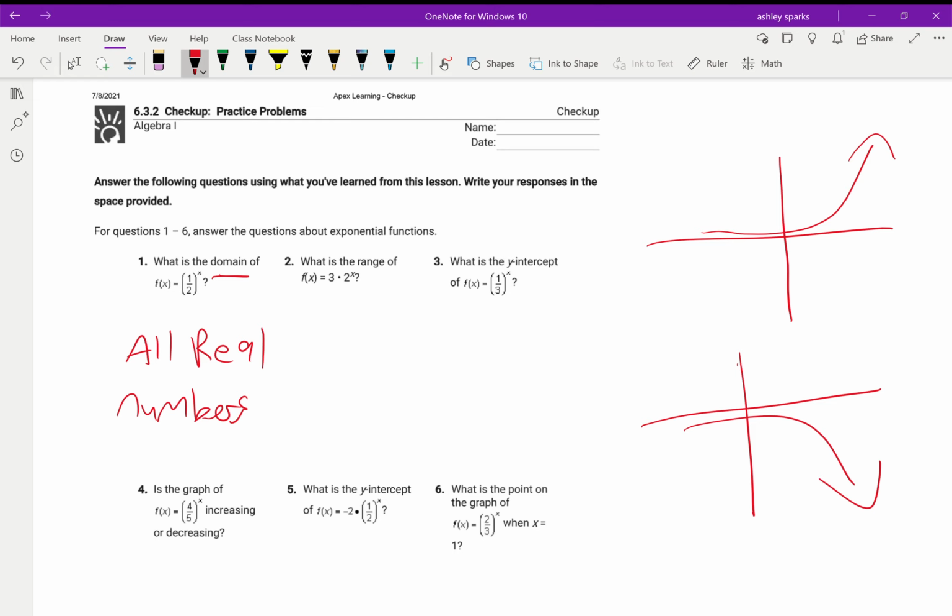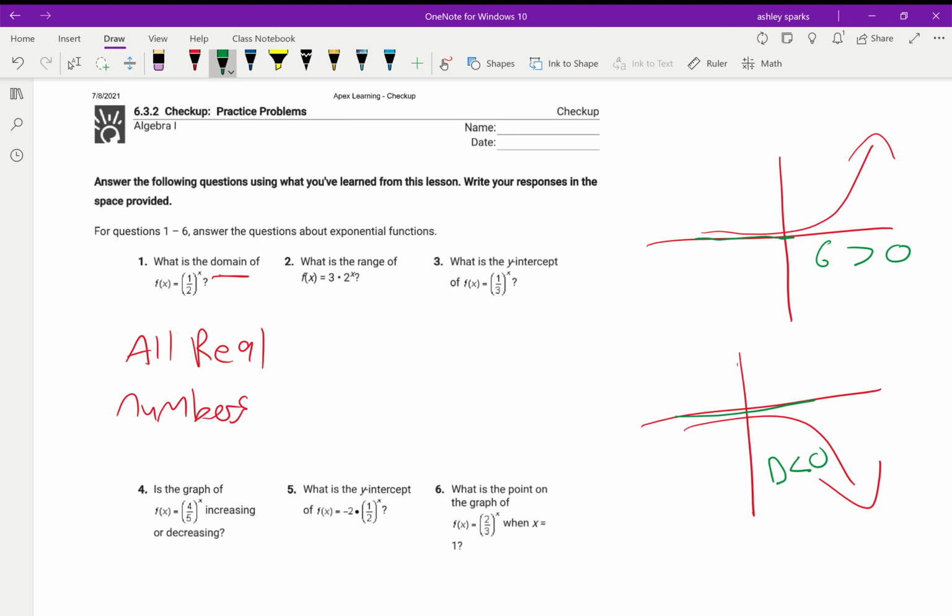The range will depend on if we have growth or decay. You can kind of see here with growth, my y value, I kind of stop at 0. Nothing's happening below that 0. So if it's growth, it's going to be greater than 0. And if we have a decay, we're going to be less than 0. Again, this 0 line kind of cuts it off.